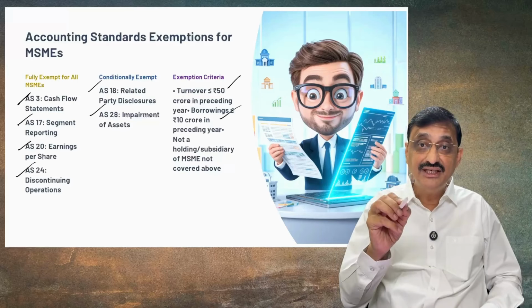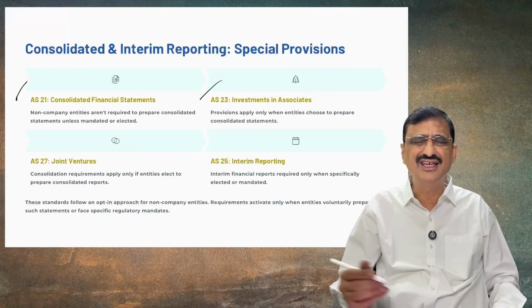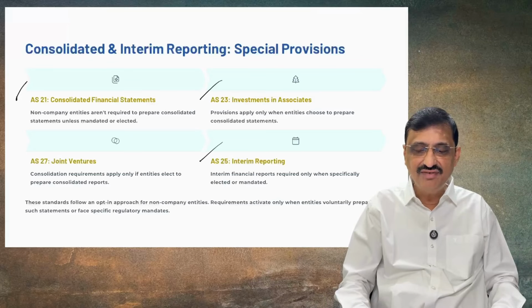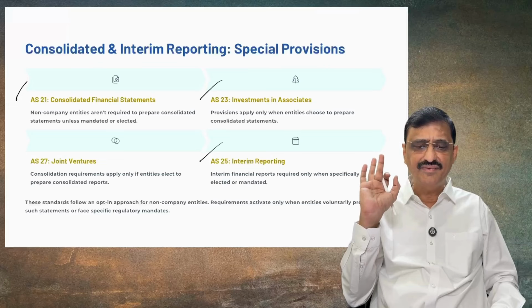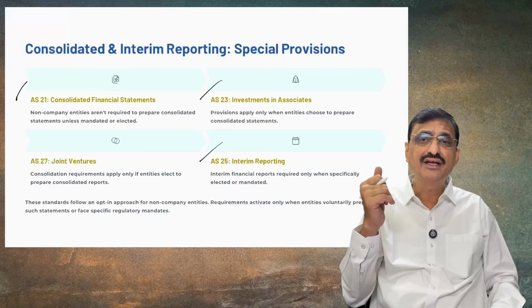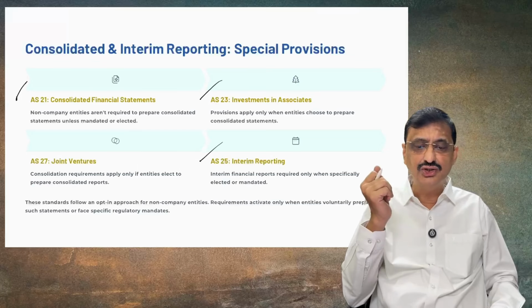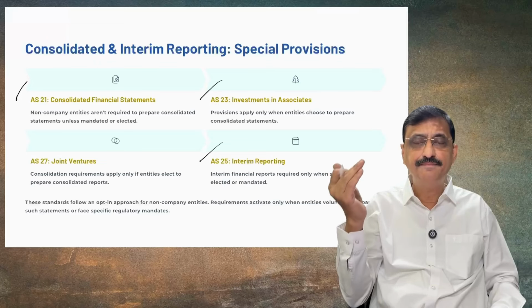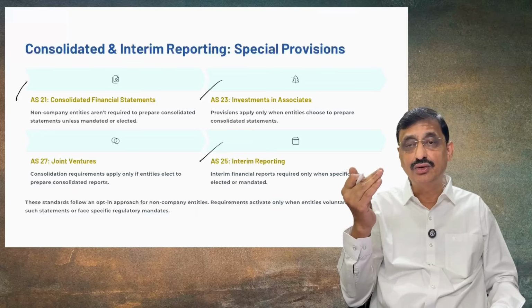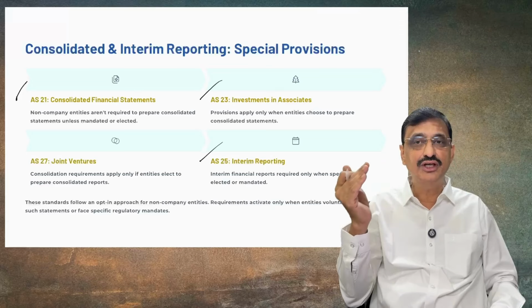Now you come to AS 21, AS 23. AS 21 is consolidated financial statements. AS 23 is investments in associates. AS 27 we have already dealt with, joint ventures. Generally MSMEs don't indulge in those types of transactions. AS 25, interim reporting. These three standards also generally may not be applicable to a non-corporate entity, because a non-corporate entity may not be mandated by any law to prepare consolidated financial statements, or they may not be into any transactions wherein they may have to prepare consolidated financial statements. So investments in associates may not be applicable, and coming to interim financial reporting also they may not be applicable.